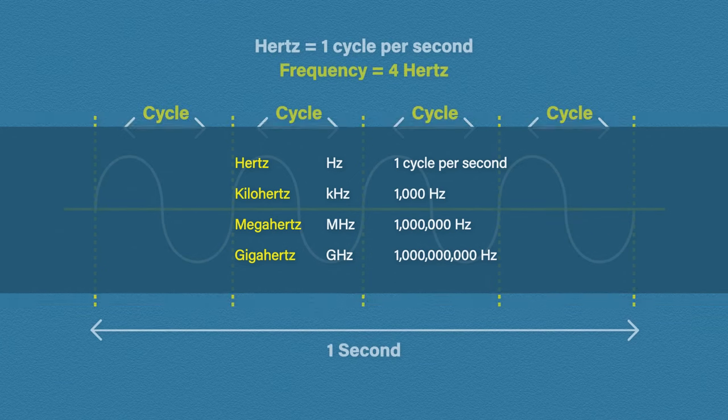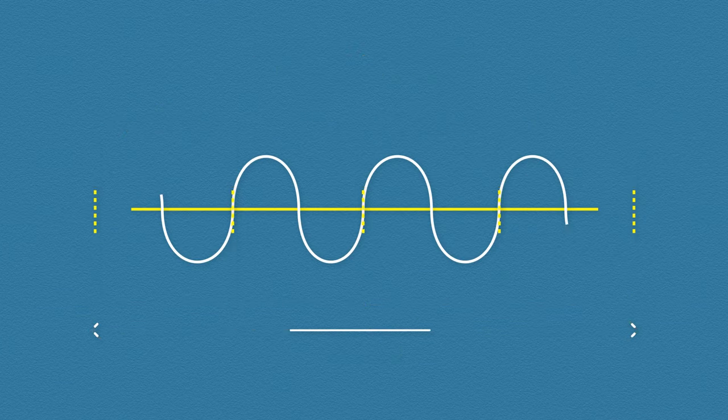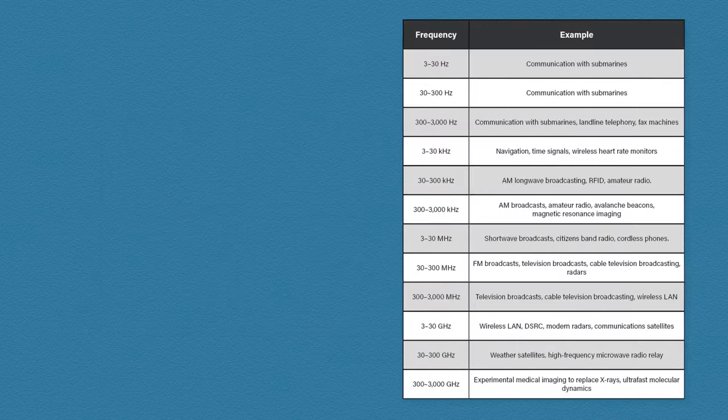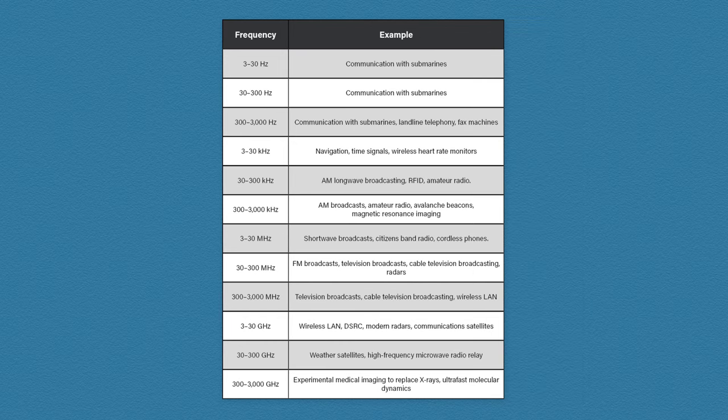These electromagnetic frequencies have a lot of different uses. If we look at this table, we can see the radio frequencies measured in hertz, as well as some examples of their uses. Radio frequencies range from 3 kHz to 300 GHz. You have probably heard of radio frequencies before.